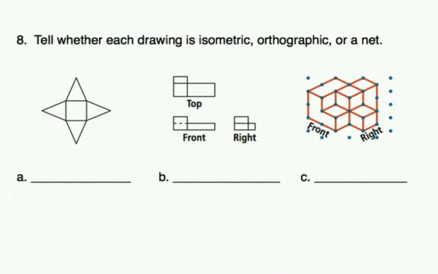Pause here and try number 8. Your job is to identify A, B, and C as isometric, orthographic, or a net drawing. If you said A is a net, well done. If you said B is an orthographic drawing, excellent job. See how it's broken down into 3 different views, one from top, one from the front, one from the right? That would be orthographic. And last but not least, you have an isometric drawing. It actually looks three-dimensional because it's from a corner view. It's out of the 3, the only type that actually looks three-dimensional.